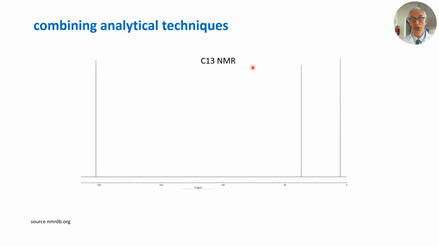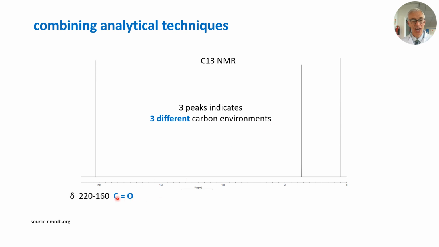Okay, so the first and most obvious thing, of course, is that the 3 peaks in the carbon-13 spectra indicate there are 3 different carbon environments within the molecule. And we can also identify them based on their shift values. So shift value 220 to 160 indicates a carbon double bond oxygen. That of course agrees with the infrared spectra that we looked at on the previous slide.